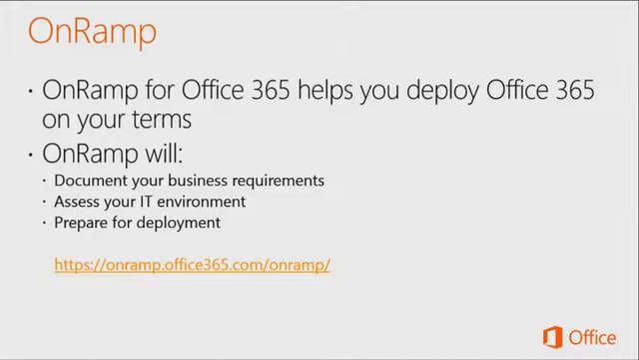So this is new. OnRamp. What is OnRamp? OnRamp helps you deploy Office 365 on your terms. It's at onramp.office365.com/onramp. This is a tool utility that Microsoft has given us. You run through the scenario. It asks you a bunch of questions like, how do you want to migrate? Do you want to migrate all of your users at once? Do you want to migrate a few at a time? OnRamp then provides you with the methods to do that. So this is a quick click through utility that you can use to make sure that the cloud's going to work for you.